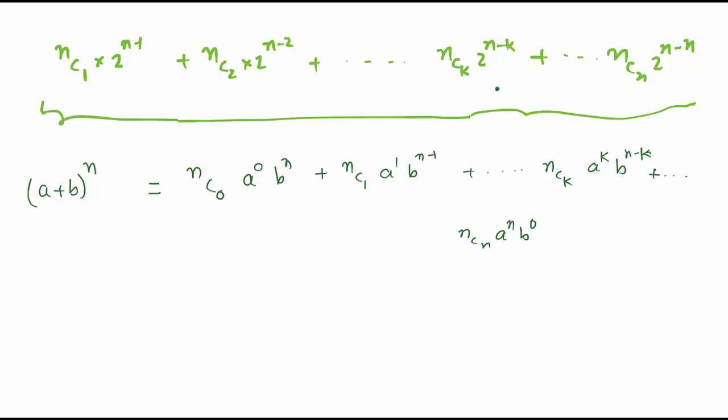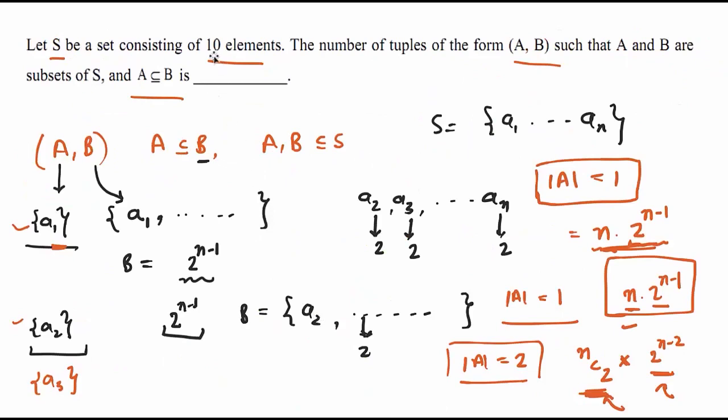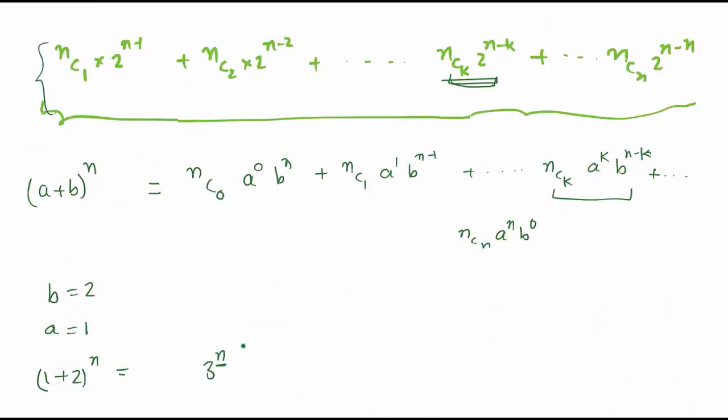Now, if you compare the kth term of both formulas, you will see that if we take b equal to 2 and a equal to 1, then this whole thing is equal to (1 plus 2) power n, which is nothing but 3 power n, where n is the cardinality of S, the number of elements in S. What is given is n equal to 10; there are 10 elements in S. So this is nothing but 3 power 10. So 3 power 10 is our answer.